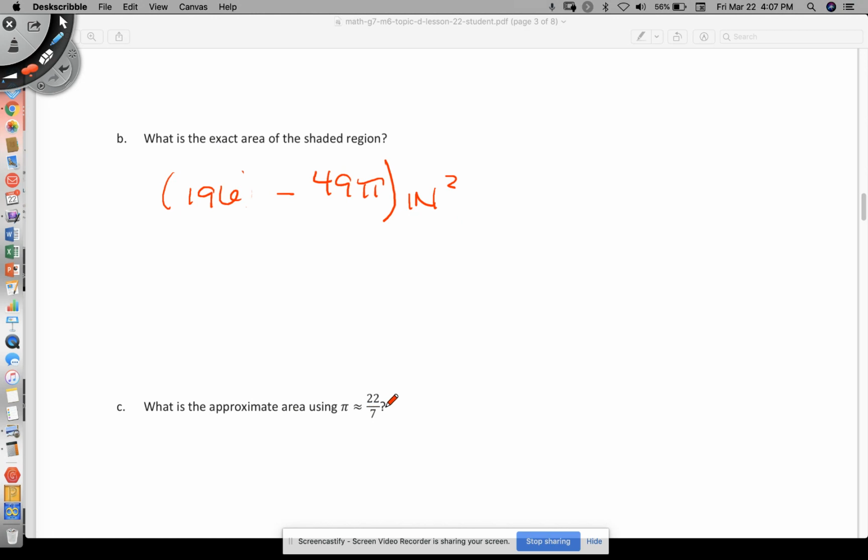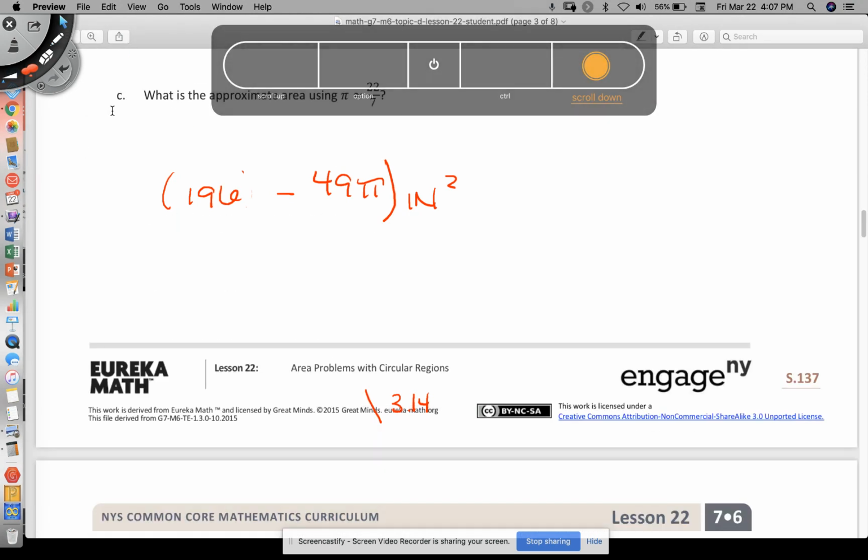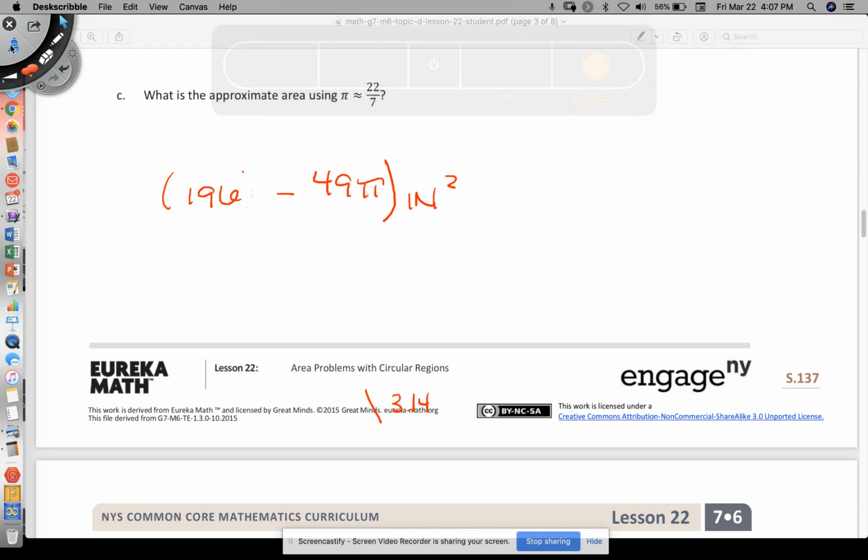So we're going to come down here. Now I see that it says to use 22/7. For me, I want you using 3.14. So that's all you have to write for B, just what you are going to do to find the exact answer. And now we're actually going to solve it.